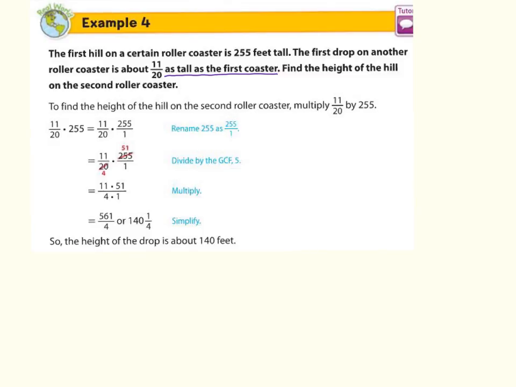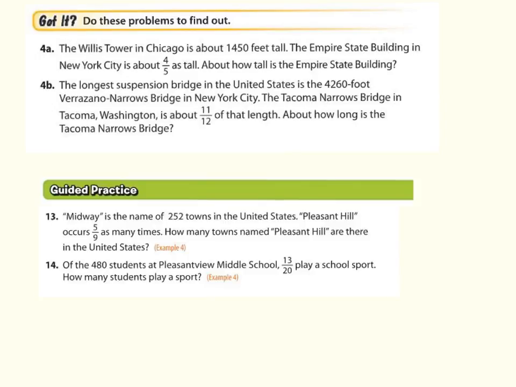They show you in this model how they are multiplying. Notice that they put the 255 as an improper fraction over 1 before they actually simplify, to turn it into smaller numbers that they can actually multiply with. Let's get some practice. For guided questions, we're going to do 4A and 4B together. The Willis Tower in Chicago is about 1,450 feet tall. The Empire State Building in New York City is about 4/5 as tall. About how tall is the Empire State Building?